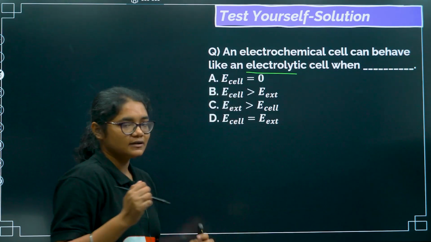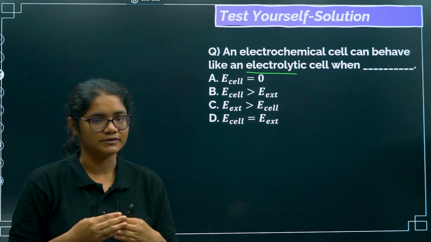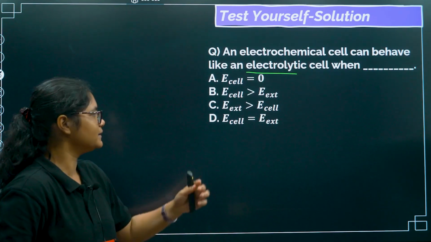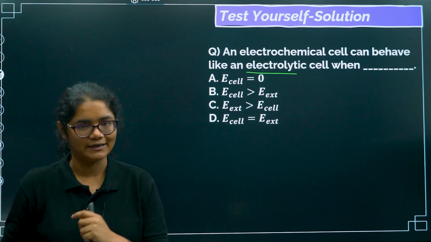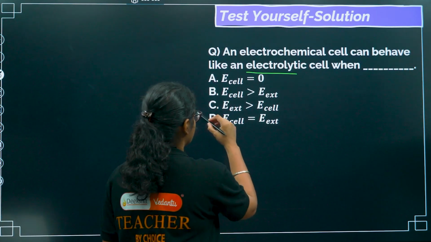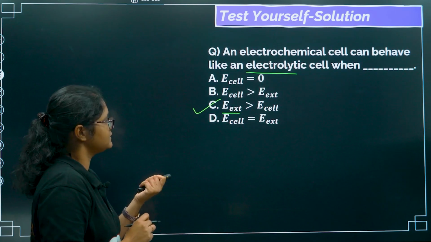So if the external circuit is more than the cell EMF, then the cell reaction will reverse. In that case, the electrochemical cell or galvanic cell will behave as an electrolytic cell. This will happen when E external is greater than E of the cell. Correct answer is option number C.